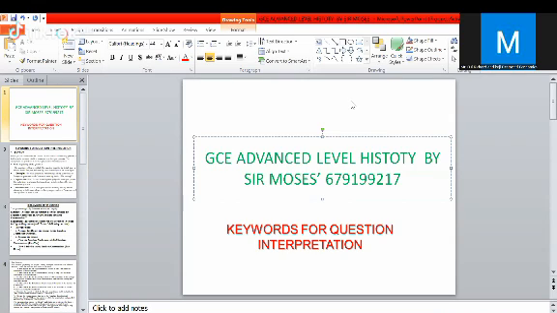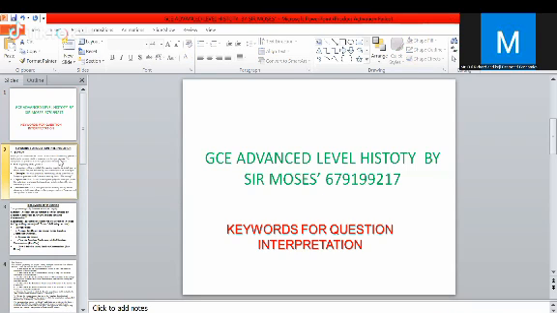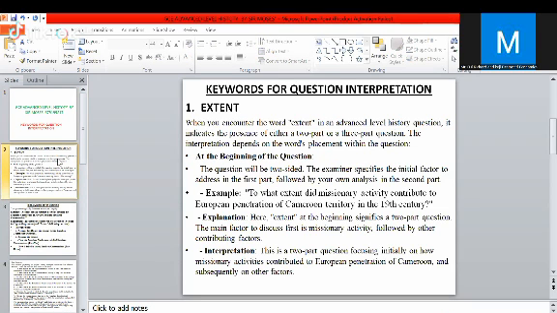Here comes Moses. We are GCE Advanced Level History, and today we are going to focus on keywords for question interpretation. That is our focus today. Okay, keyword for question interpretation. And the first keyword we are going to examine today is the word "extent".